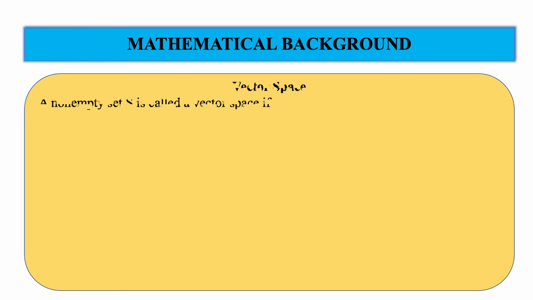Now we move on to the concept of a vector space. So we have so far studied sets. Some of those concepts would be useful in studying vector spaces. Now a non-empty set S is called a vector space if it satisfies certain properties. So let us look at some of those properties in detail.